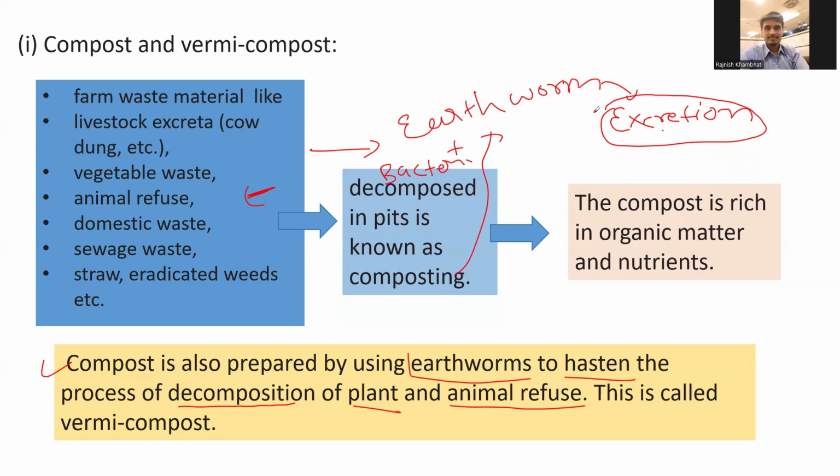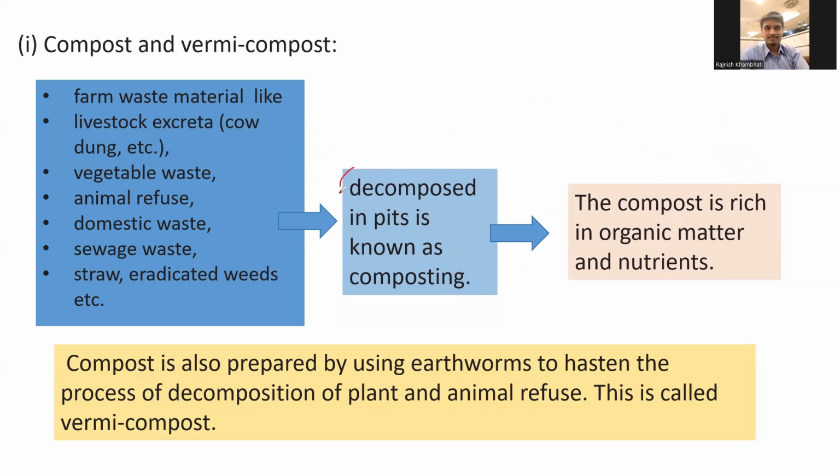So in vermicompost, what is happening is that it is undergoing decomposition, and the material will be eaten by the earthworm, and in the end the earthworm excretes it. That excreta is known as vermicompost. And this is very good actually, because the earthworm is making the process of decomposition very, very fast. This is called vermicompost. I hope that you all are getting this.